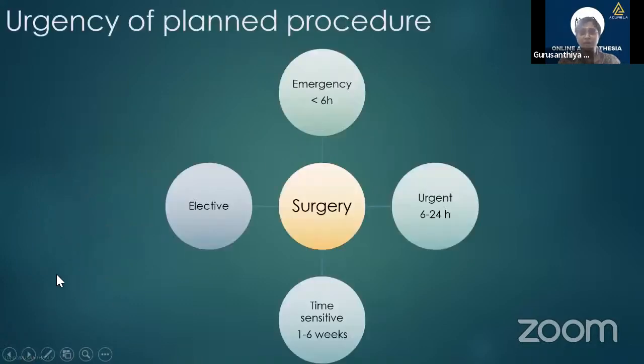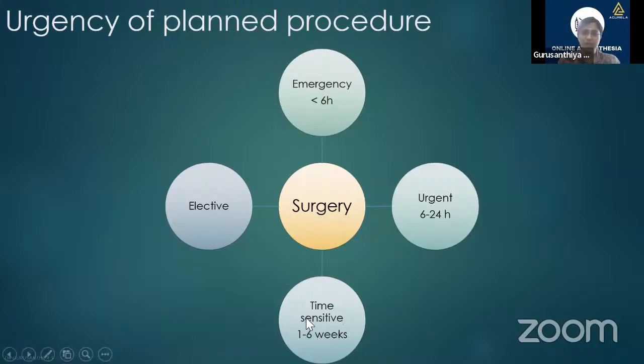Before proceeding further, we need to delineate certain important parameters, that is, the urgency of surgery. Any surgery which has to be taken within 6 hours of the patient presenting, that is limb-threatening or life-threatening surgery, is defined as an emergency surgery. Any surgery which has to be taken within 6 to 24 hours, as in a case of acute intestinal obstruction or a hip fracture, becomes an urgent surgery. Any life-threatening or limb-threatening condition which has to be taken within 24 hours.